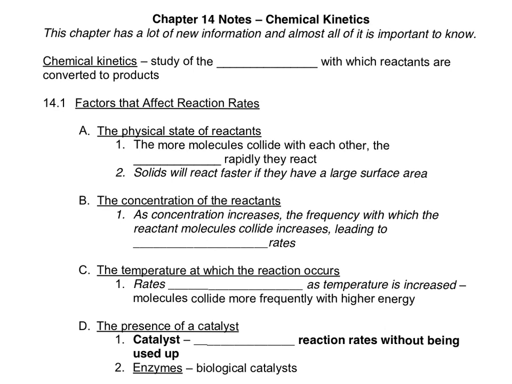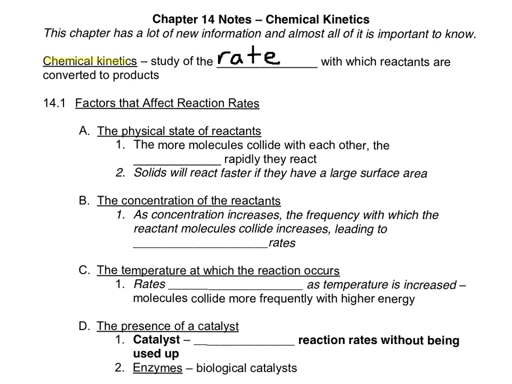Chapter 14 is about chemical kinetics. Chemical kinetics is a study of the rate with which reactants are converted to products. Another way of saying this is it's all about reaction rates, how fast reactions happen. Some happen fast, some happen slow. That's what this is about.